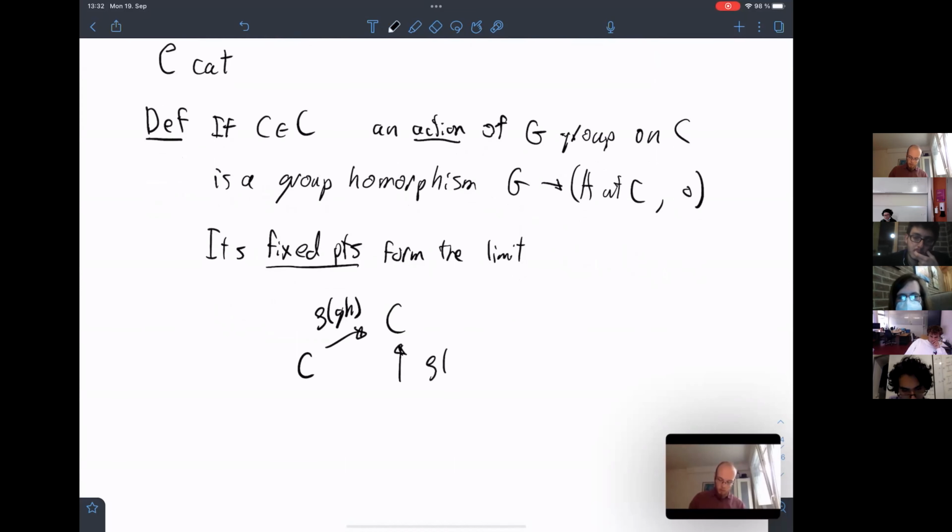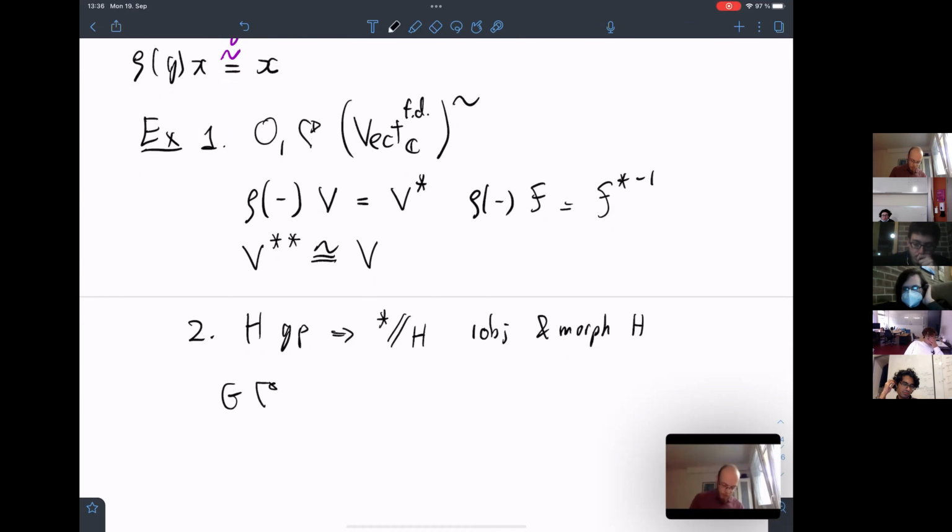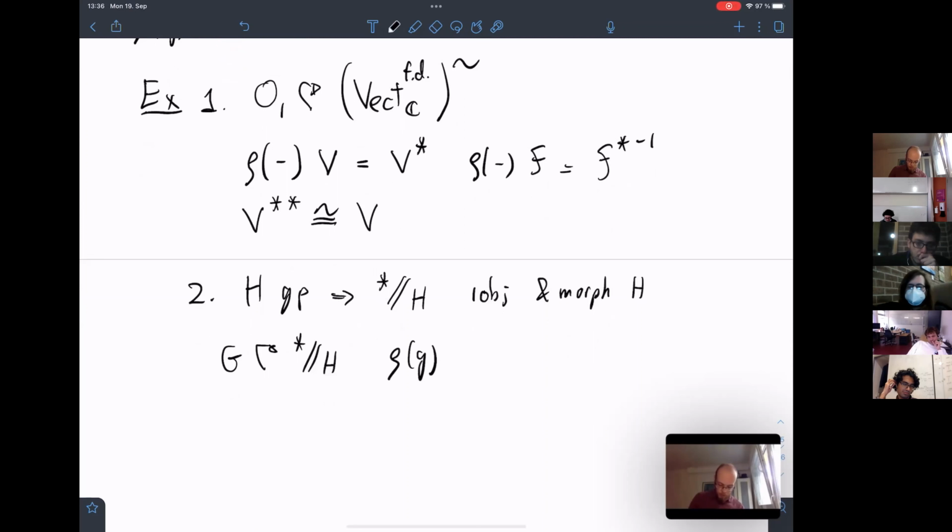Another example of a completely different flavor: if H is another group, then I can form the category which has one object and H as its morphisms. And it actually turns out to be the quotient of the trivial action of the group on the one point category. So this is the category with one object and morphisms H. And what is now an action of G on this category? Well, it consists of functors rho of g for every g. So that corresponds to group homomorphisms from H to H.